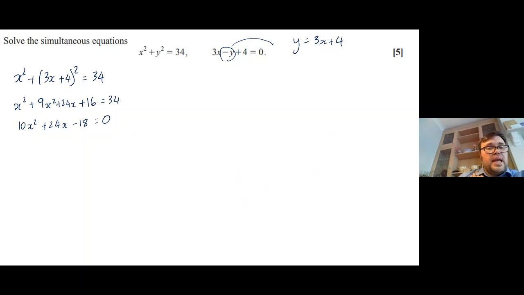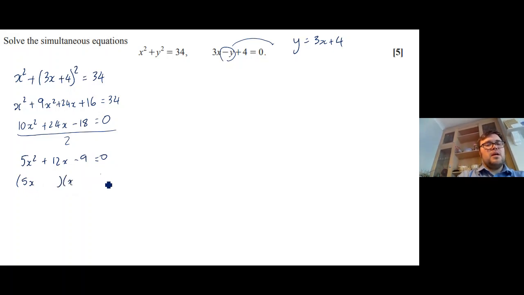There's nothing wrong with, again, factorizing or completing the square. And that's the last time I'm going to tell you this, because you can do it yourself. However, I would probably divide this by 2 just to make the factorizing a little bit easier. So it's 5x squared plus 12x minus 9 equal to 0. 5 is a prime number, so it has to be 5x and x. 9, so a plus and a minus. 9 and 1 is not going to help me. 3 and 3 would. 3, 3.